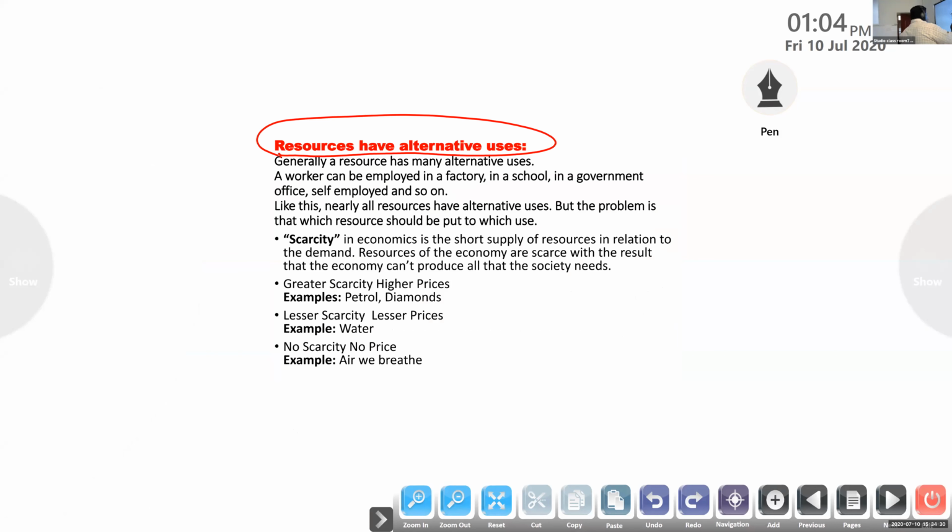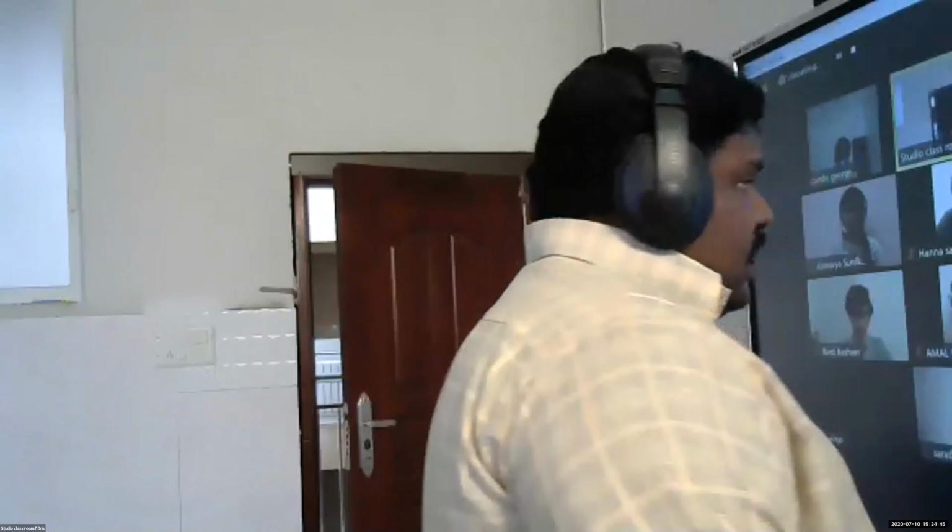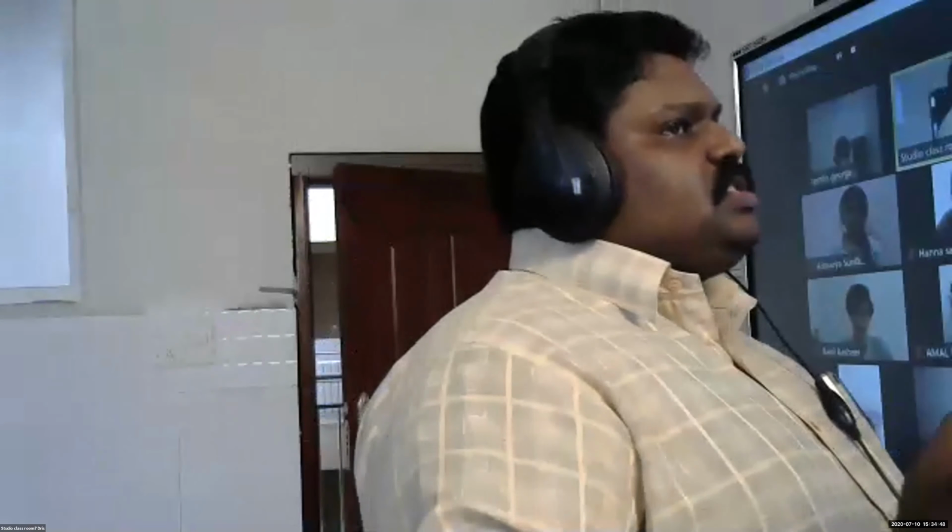So the situation is that there is what is called scarcity. Scarcity means there is no availability of resources related to our needs. That particular situation is basically called scarcity. Again, connecting with that particular word scarcity, we studied three other scenarios.